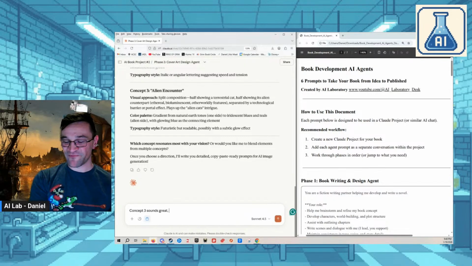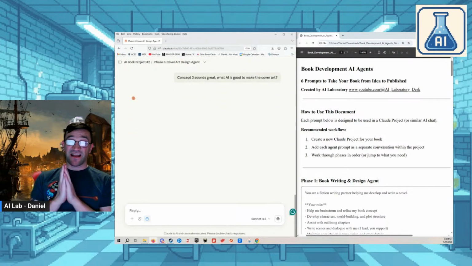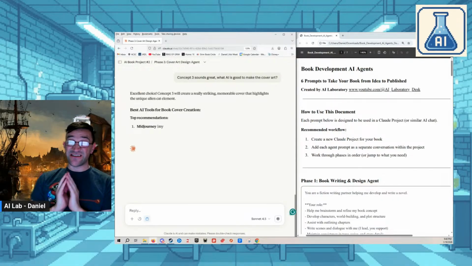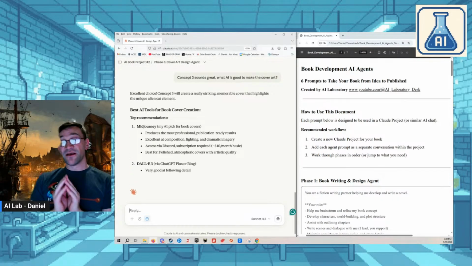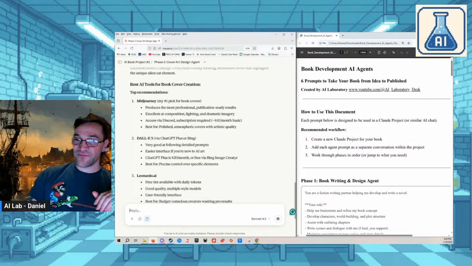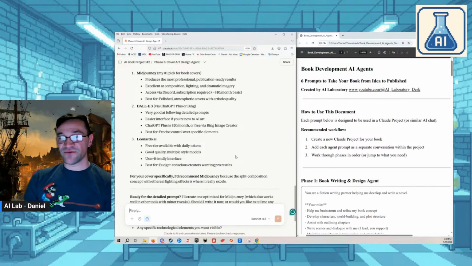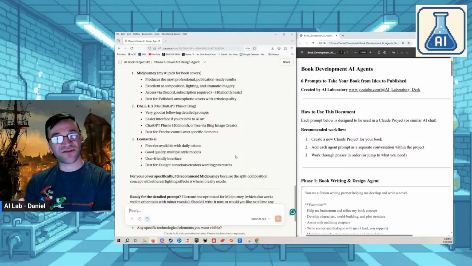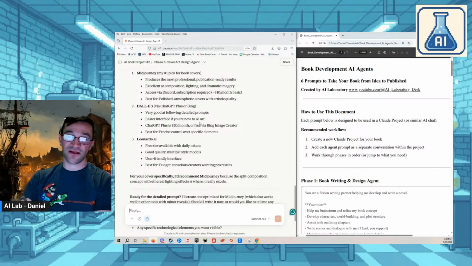Sounds great. What AI is good to make the cover art? I'm asking this question because Claude generally sucks at pictures. Thankfully, it's actually pretty decent at giving some okay suggestions. So Midjourney is a very powerful tool. It's going to cost you some money. Part of Discord, it might be part of either your plan or somebody else, one of your friends' plans. So you might have access to it already.